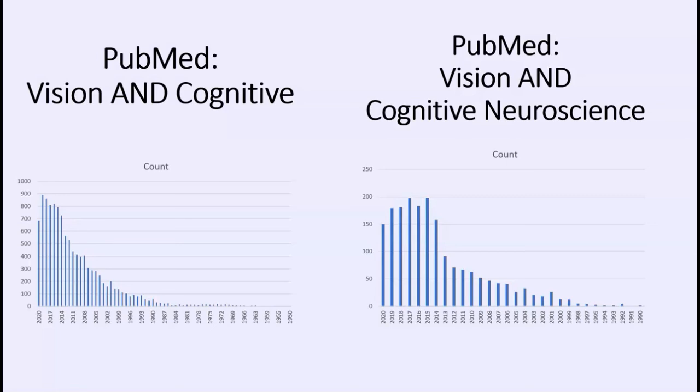First, we look at the first keywords. From the PubMed database, the number of publications related to vision and cognitive showed an increasing trend, where researchers published about 890 articles last year and close to 700 articles until mid-October, year 2020, which is this year.